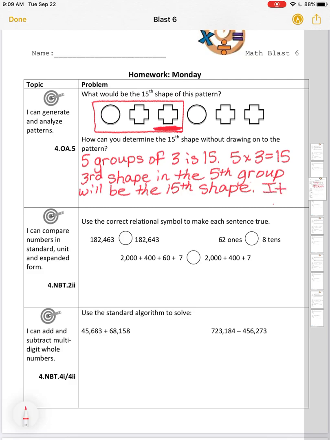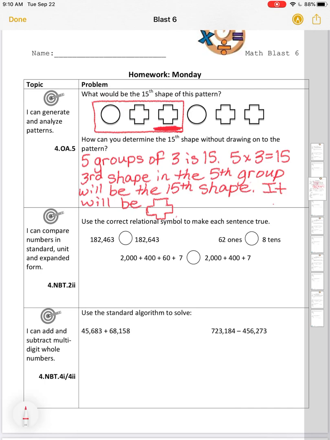So I'm going to state it will be, and I'm just going to sketch that out here. And it does not need to be perfect, just enough to get our point across. And there we are. I can compare numbers in standard, unit, and expanded form.